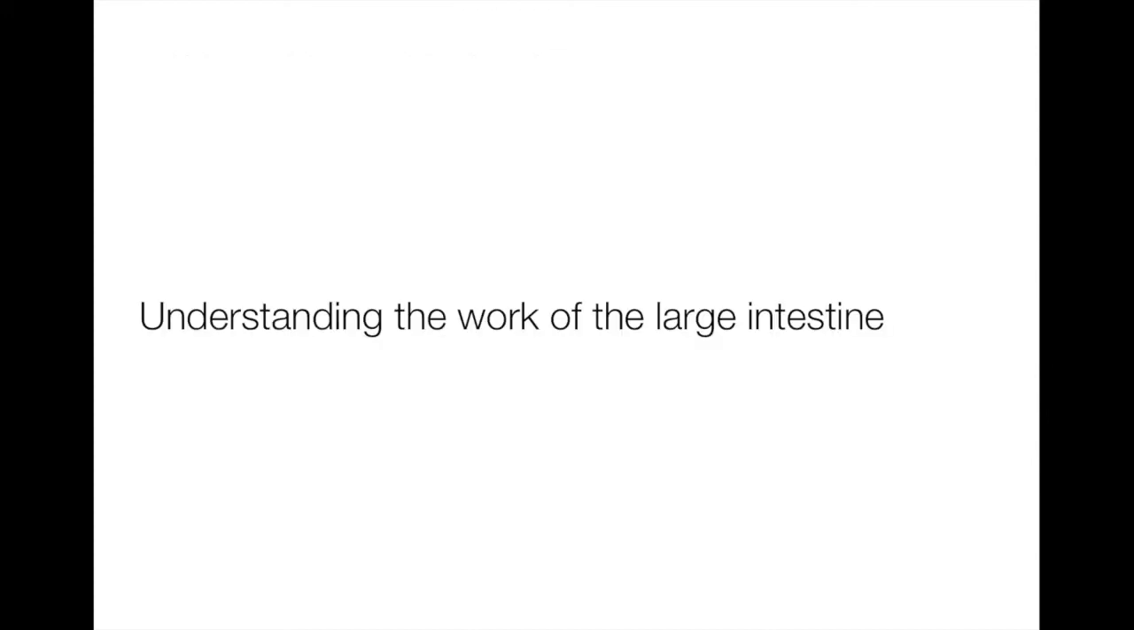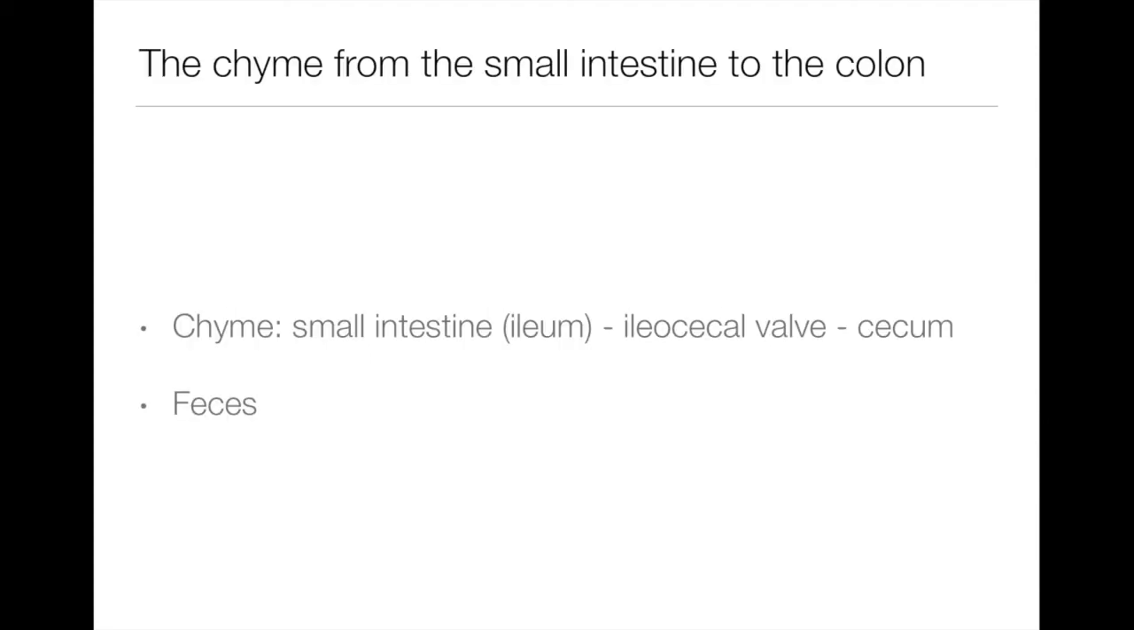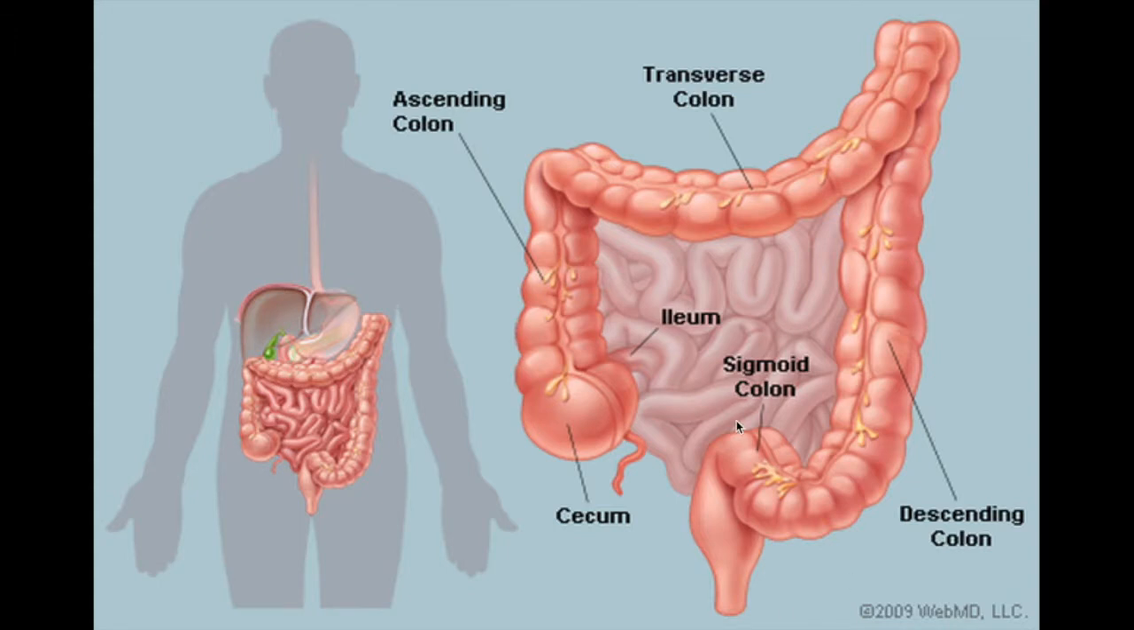And now let's understand the work of the large intestine. Chyme oozes from the small intestine. Here we are in the small intestine, the ileum, the last part of the small intestine, and now it goes into the cecum, the first portion of the large intestine, and in order to enter the cecum, it needs to pass through a valve. This valve connects the ileum and the cecum, therefore it is called the ileocecal valve.